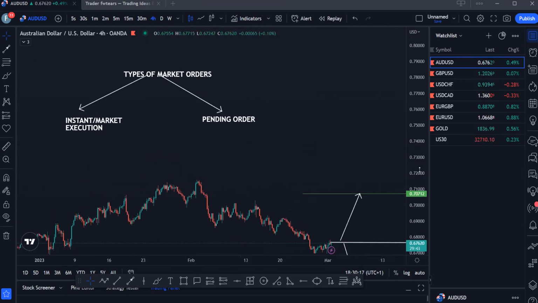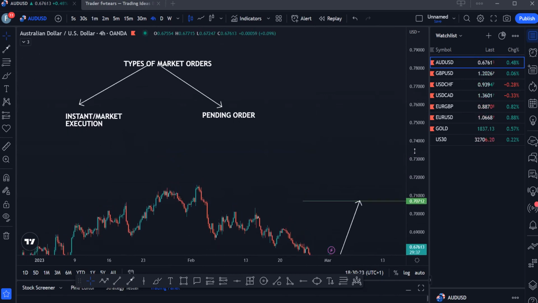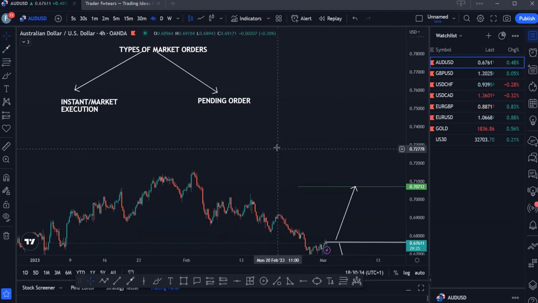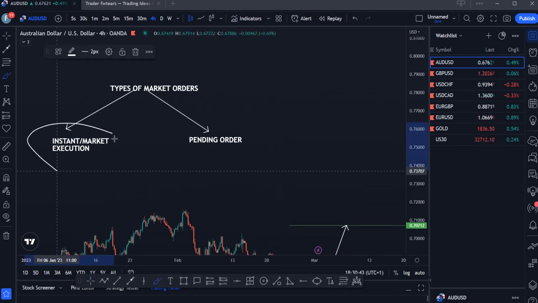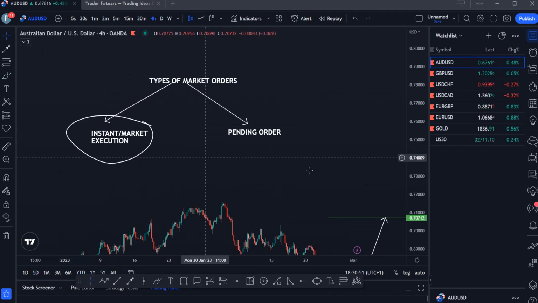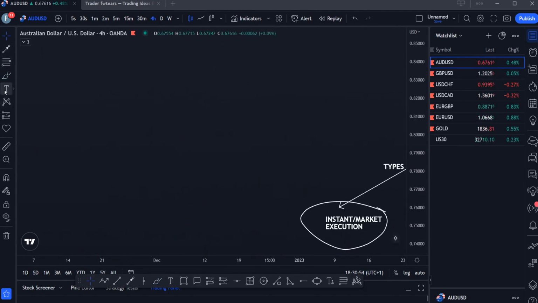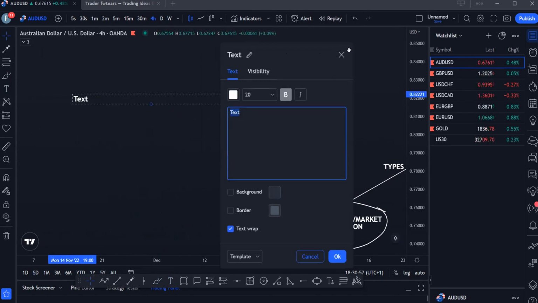Some people don't use pending orders, some do. At the end of the day, your trading strategy would determine the type of market order that you use, either instant or pending. But it makes a lot of sense to know how to use both. Instant execution is a no-brainer, so let's delve briefly into pending orders, because we have different types of pending orders. Let's talk about them real quick, and then I'll show you exactly how it works.